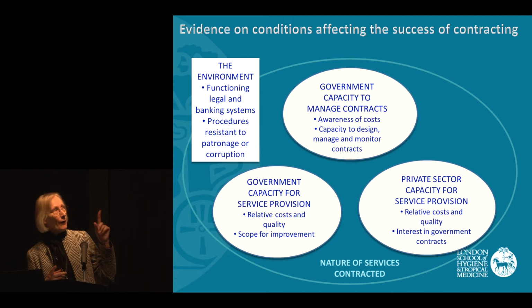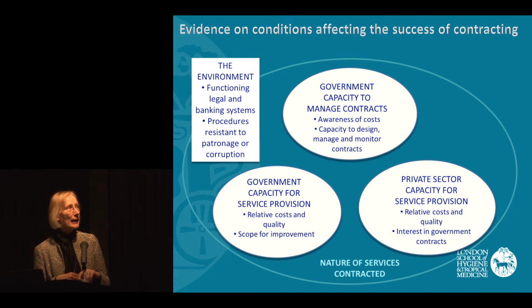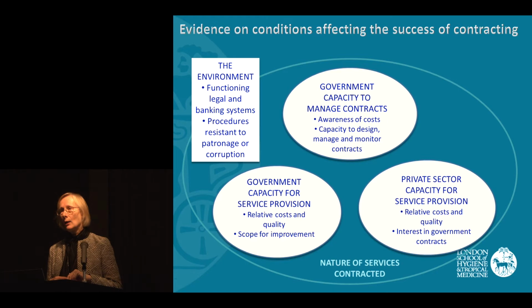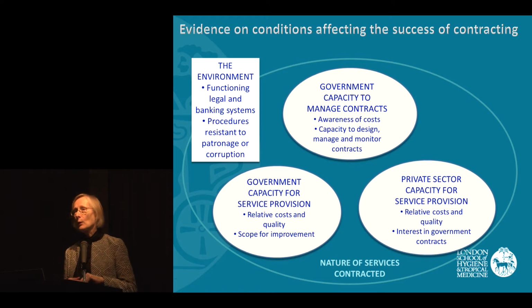And then also the environment needs to have functioning legal and banking system and procedures resistant to patronage or corruption. Contracting out is notoriously an area where corruption can enter into the award processes.